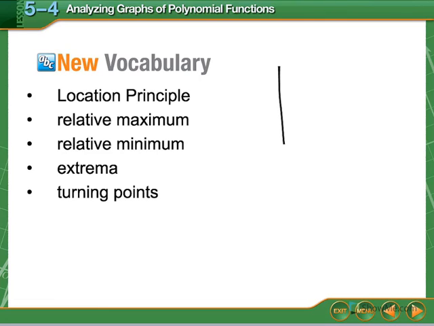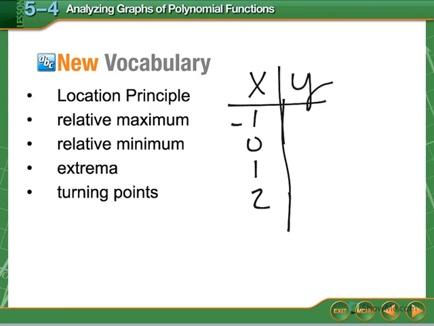If you had a table of values, say it's x and y, and you're going from -1, 0, 1, 2, and so on and so forth, what you want to look at is your y values. Say this is 2, 1, and then 0. No, let's not do 0, that's going to mess you up. Let's say it jumps to -1, and then this is like -5.